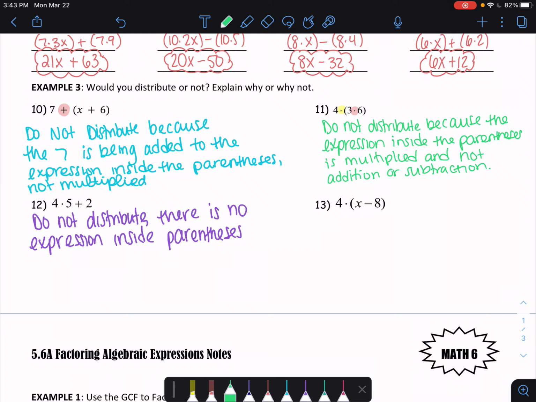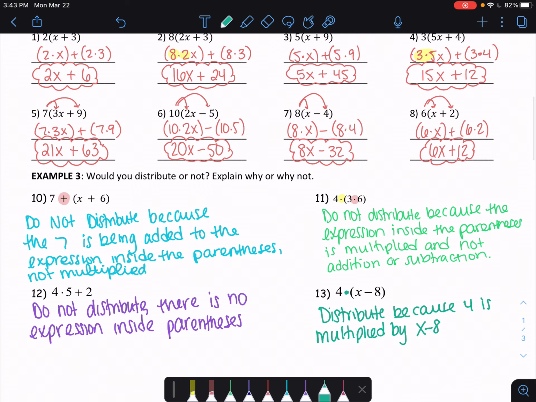This last one, I am going to distribute. Because 4 is multiplied by x minus 8. So there's a number that's being multiplied by a quantity that is added or subtracted inside the parentheses.